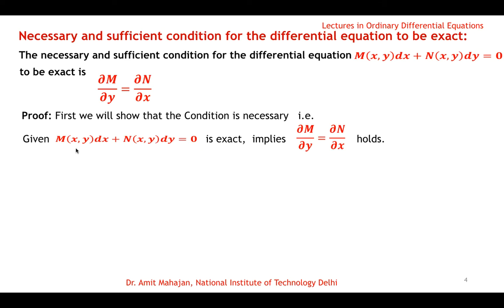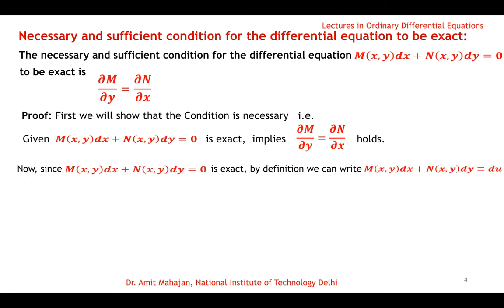Now if it is given that this differential equation is exact, by exact we mean the left hand side can be written as the derivative of some function u. So by definition, M dx plus N dy can be written as du, where u is a function of x and y. Also we know by total differentiation that if u is a function of x and y, then du can be written as the partial derivative of u with respect to x times dx plus the partial derivative of u with respect to y times dy.